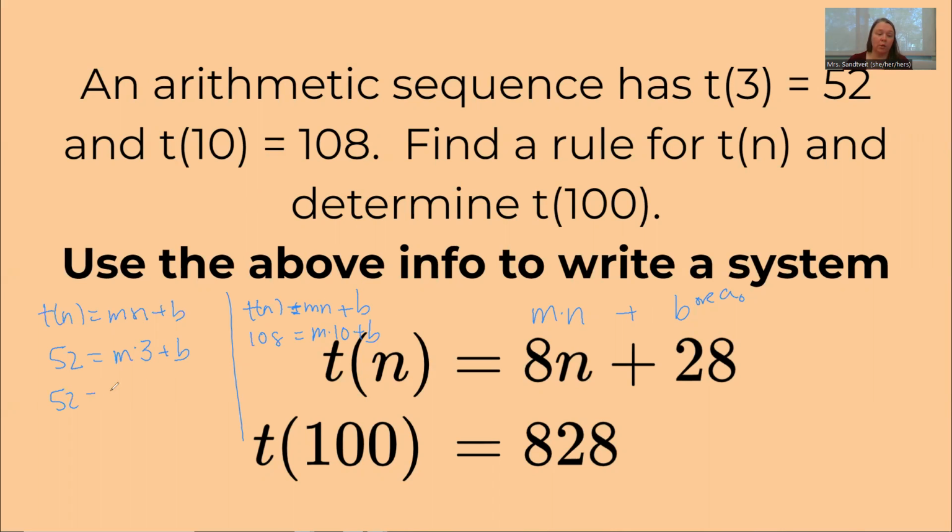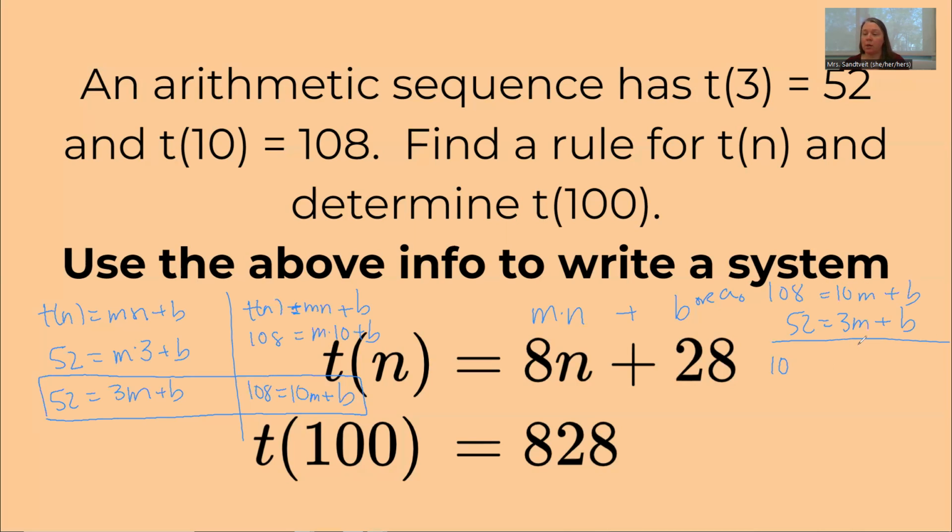So I have 52 equals 3m plus b, and here I have 108 equals 10m plus b. And I want to basically solve the system of these two equations for m and b. So I'm going to come over here and line them up. I'll take this and put the 108 here, and I'm going to subtract. So 108 minus 52, that's 56 equals 10m minus 3m is 7m, b minus b is 0.